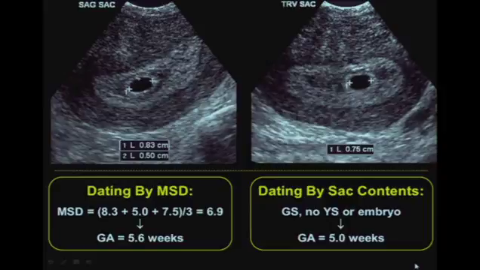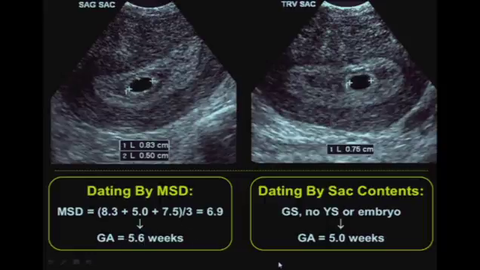What about dating by the mean sac diameter? Well, there are actually 2 competing methods to date an early pregnancy. One is by the mean sac diameter. In a case like this one, you can see the mean sac diameter is an average of 8.3 millimeters, 5 millimeters, and 7.5 millimeters. So mean sac diameter is 6.9 millimeters. If you look up in one of the standard tables, this would give a gestational age of 5.6 weeks.